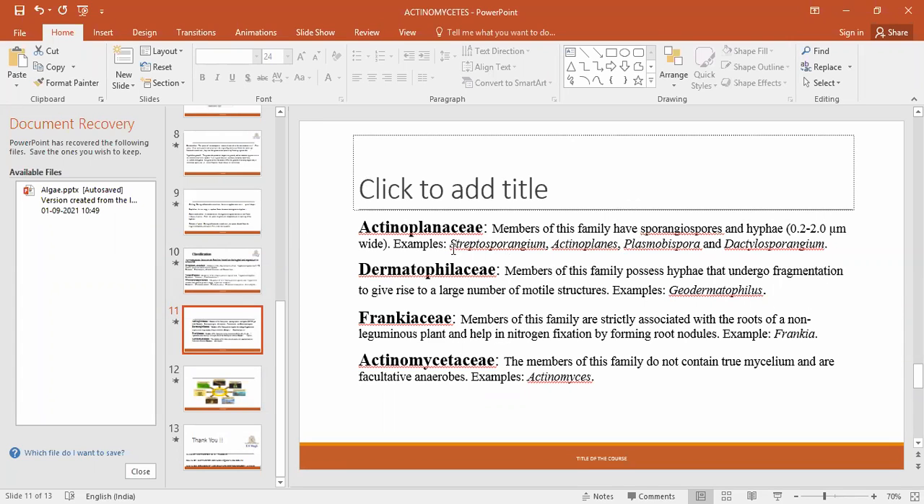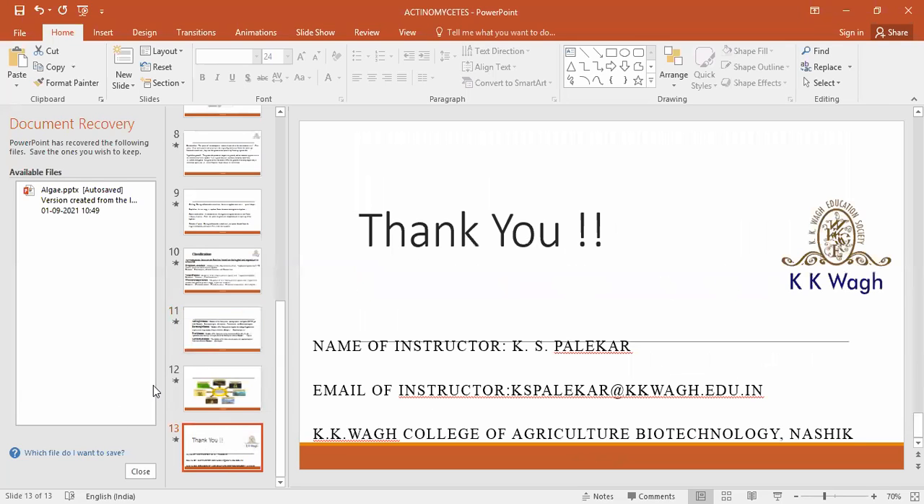You can see here this is Actinoplanaceae. In this, the formation of sporangiospores occurs. Hyphae range is 0.2 to 2.0 micrometer. Dermatophilaceae: here they possess hyphae that undergo fragmentation and give a large number of motile structures. Frankiaceae is associated with the roots of non-leguminous plants. They may ask the question, dash group of actinomycetes which are found near the roots of non-leguminous plants. This is Frankiaceae. Then Actinomycetaceae is the group of actinomycetes which possess true mycelium. So this is all about the actinomycetes.